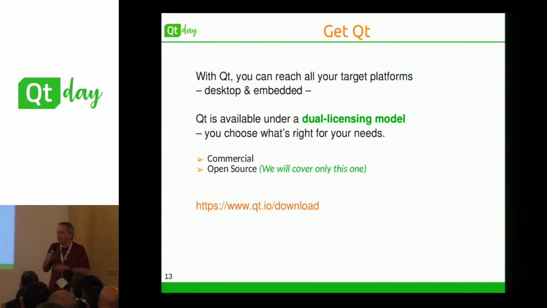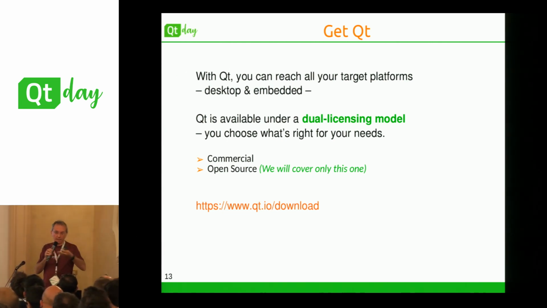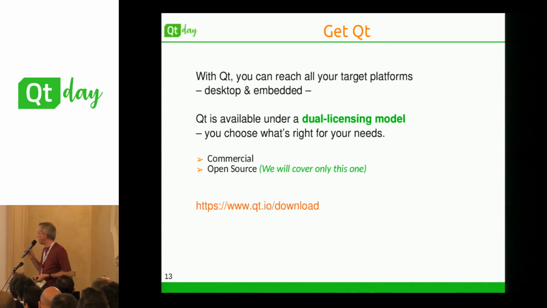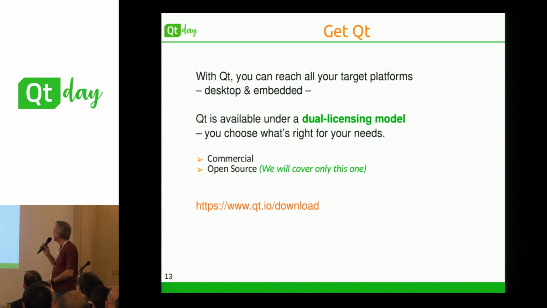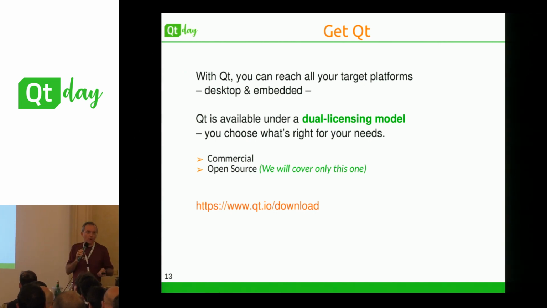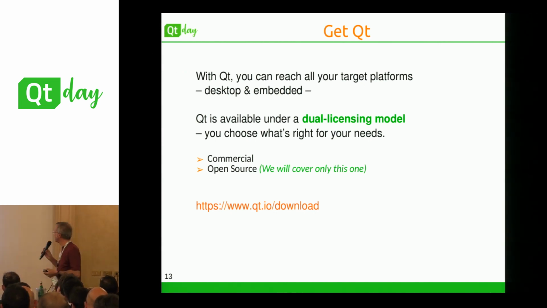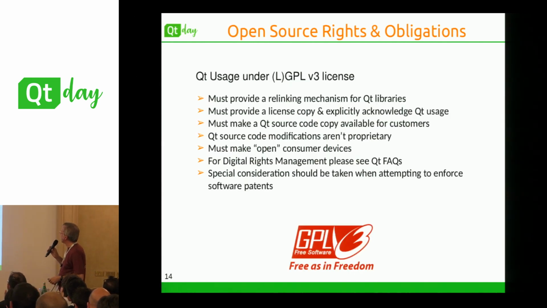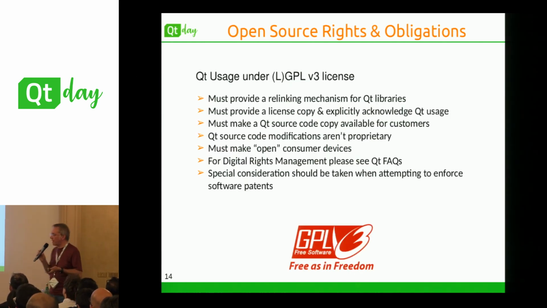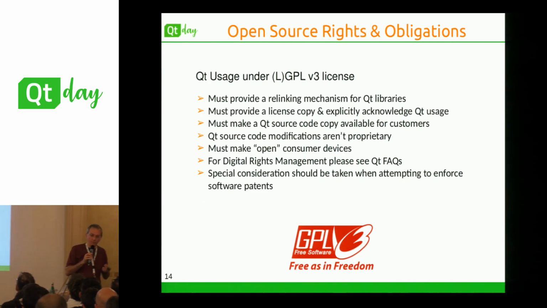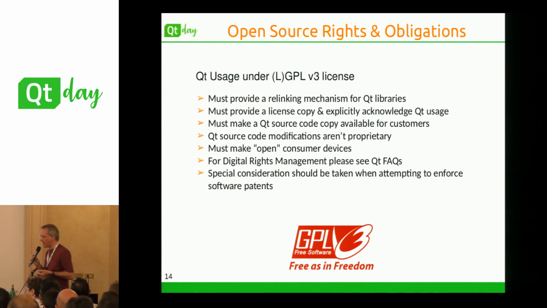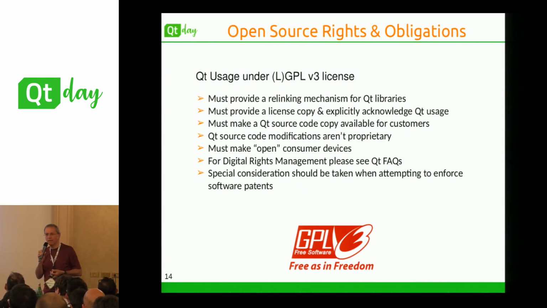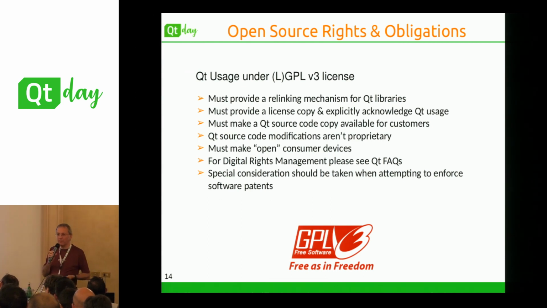Here you can see that there are the two typical licenses that probably everybody knows, the commercial and the open source one. And of course, I am focusing only on the open source one. Okay, another important thing about the open source license is that starting from, I think, 5.7, the license switched from LGPL2 to LGPL3.